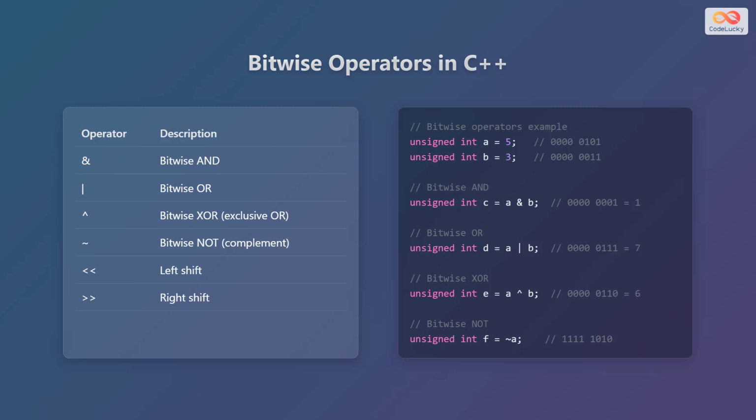Unsigned int e is assigned the result of a XOR b. The bitwise XOR of 00000101 and 00000011 is 00000110, which is equal to 6. Unsigned int f is assigned the result of not a. The bitwise NOT of 00000101 is 11111010.